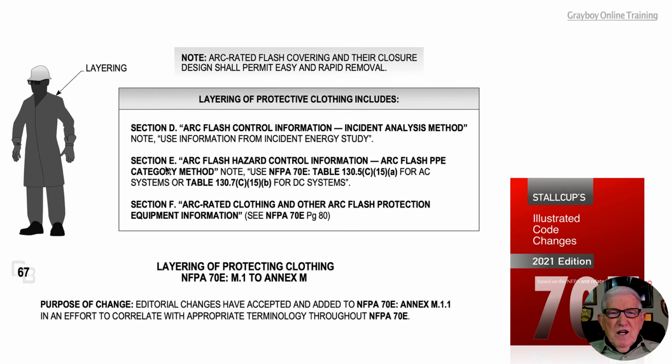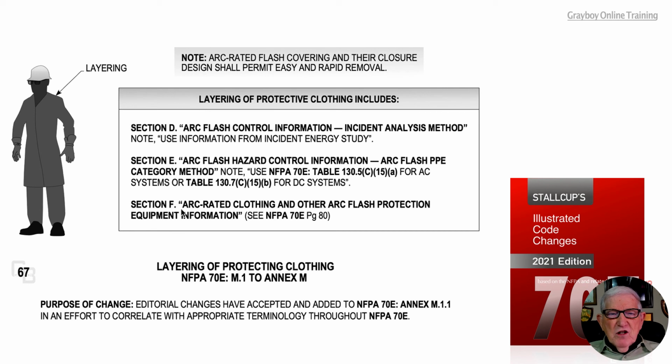Now, Section E, arc flash hazard control information, such as your arc flash PPE category method. Note we could use the table job task procedure and reference our Table 130.7(C)(15)(A) for AC systems, and Table 130.7(C)(15)(B) for DC systems. And notice that we would select our equipment based upon AC or DC ratings.